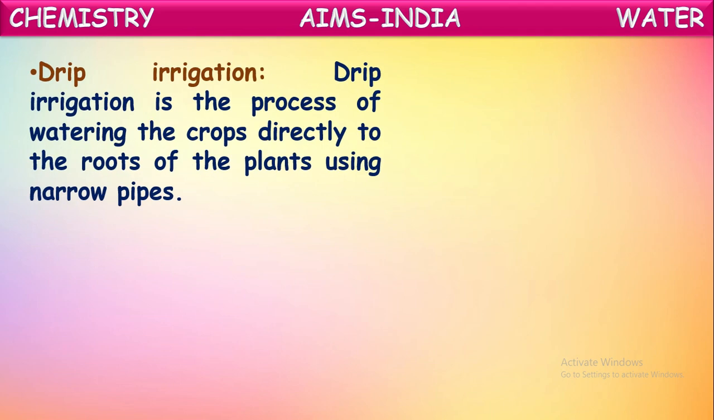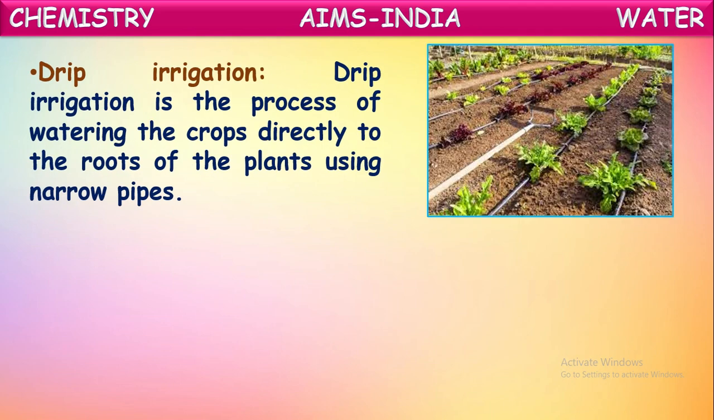One more method, drip irrigation. We see in agriculture, a large amount of water is used for cultivation, isn't it? So there, to reduce the usage or wastage of water in agriculture, nowadays people are following this drip irrigation method. In that they use small pipes, long pipes through the crops. So at each plant they keep a small hole in this pipe.